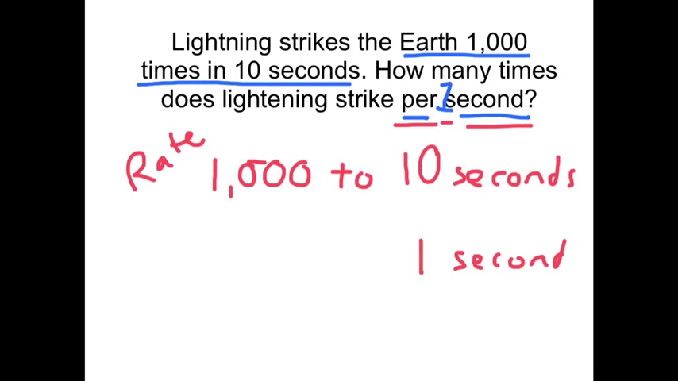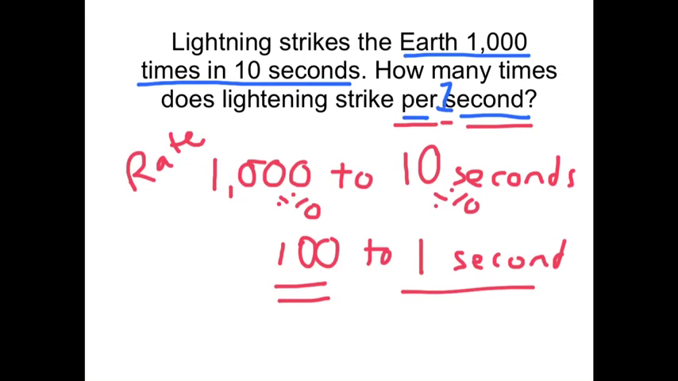We want to change it to 1 second. And to do that, we got to divide this 10 by 10 to make it 1, and to be fair, you got to do that to the 1,000 as well. 1,000 divided by 10 is 100. So there are 100 lightning strikes in each second.